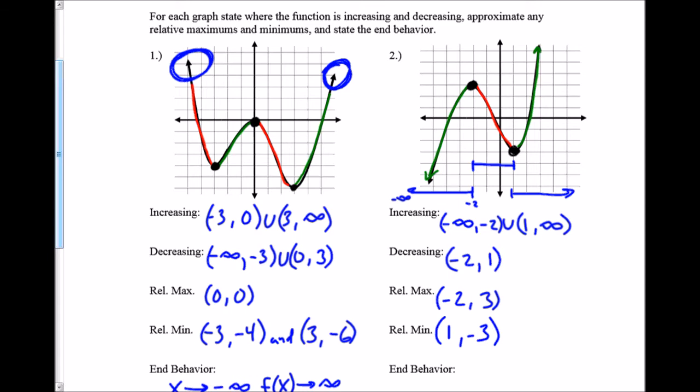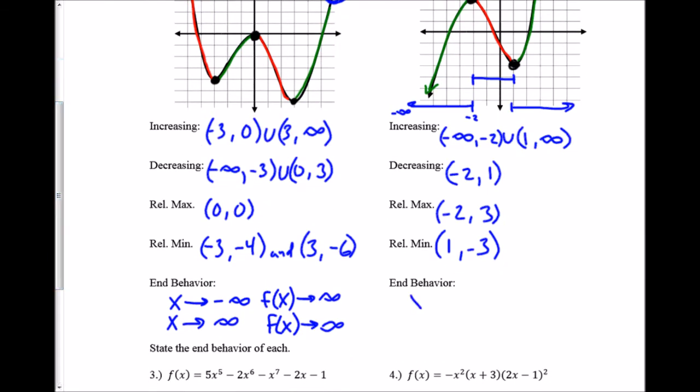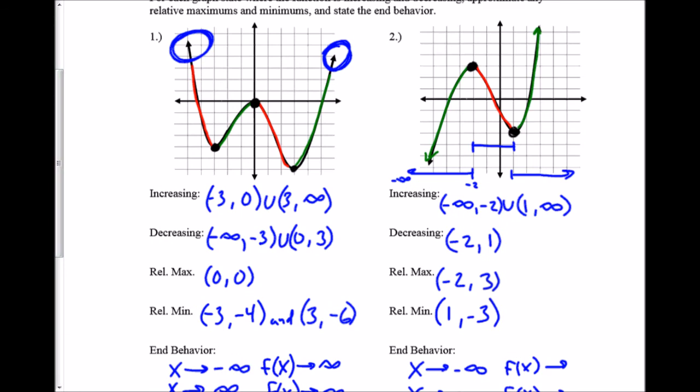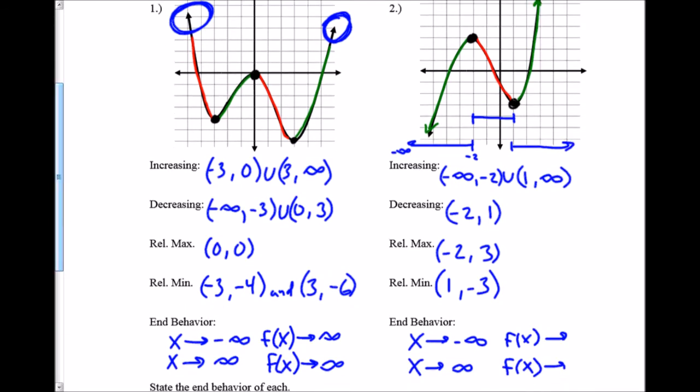And then once again, for my end behavior, I always start off the same way. I'm looking as x goes to negative infinity, and I'm looking as x goes to positive infinity. And then I just see what my f of x is doing. I see what y does on each end of the function. So when I'm looking at x going to negative infinity, that's the far left of my function, this end right over here, and I look at the arrow. What's it doing? Well, it's going down, so my f of x is going to negative infinity as well.